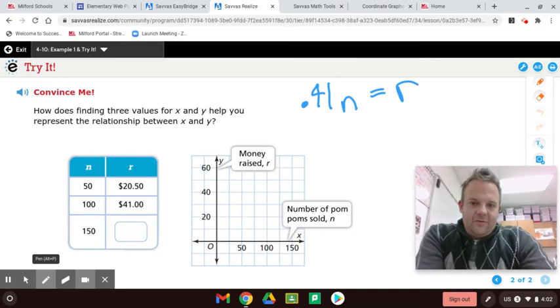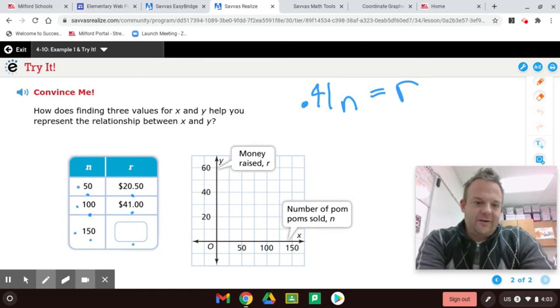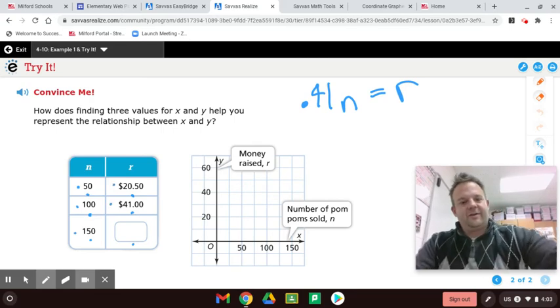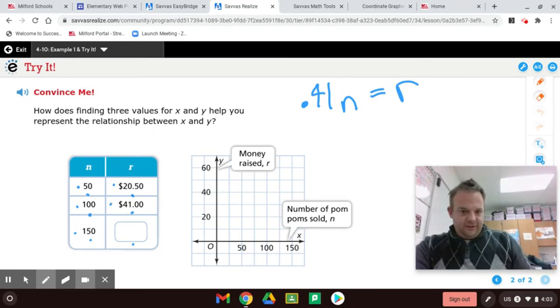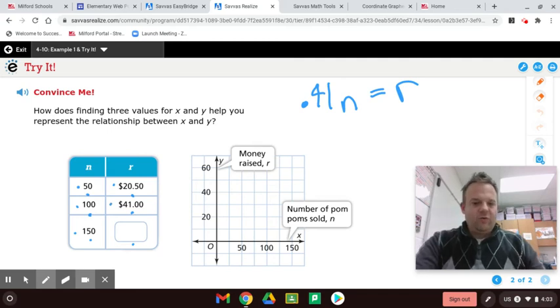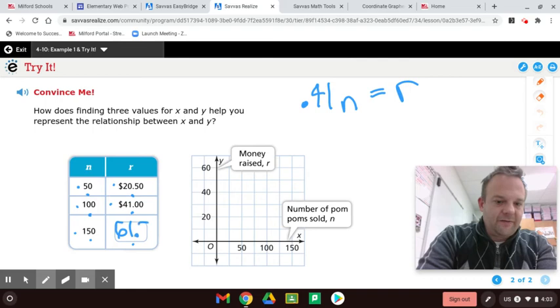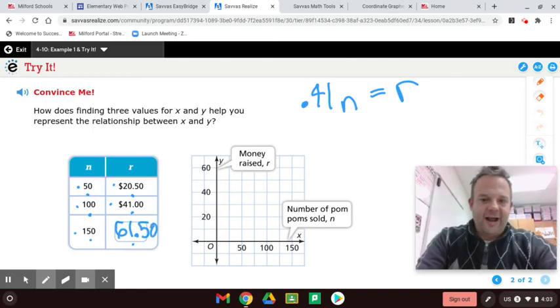Okay, so here, 50 times 41 cents, 0.41 is 41 cents, equals 20.5, $20.50. 100 times 41 cents equals $41. Now 150 times 41 cents, see how 50 plus 100 is 150? Add those two up and you'd have it. But 150 times 41 cents, you can put that in the calculator. 150 times 41 cents is $61.50, okay?